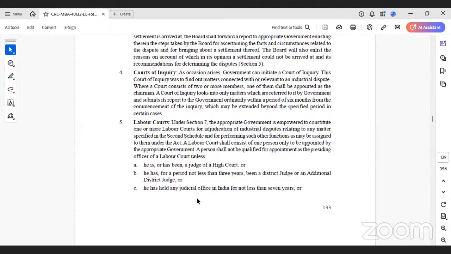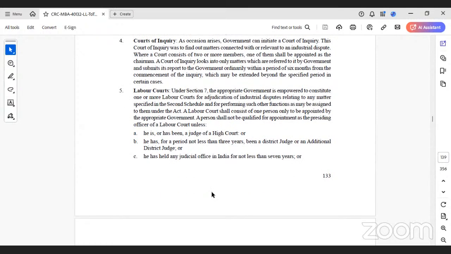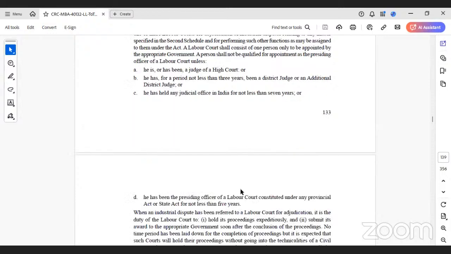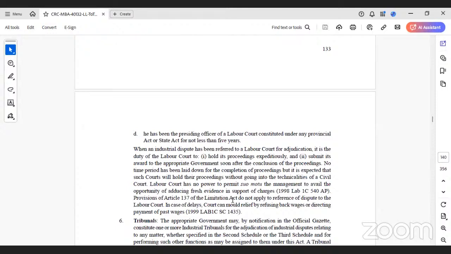A person shall not be qualified for appointment as the presiding officer of a labor court unless he has been a judge of a high court, or has for a period of not less than 3 years been a district judge or an additional district judge, or has held any judicial office in India for not less than 7 years, or has been presiding officer of a labor court constituted under any provincial act or state act.